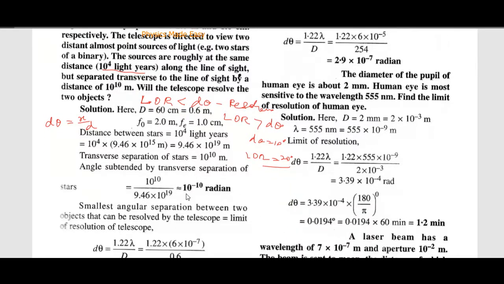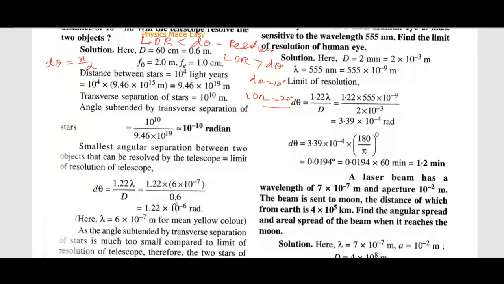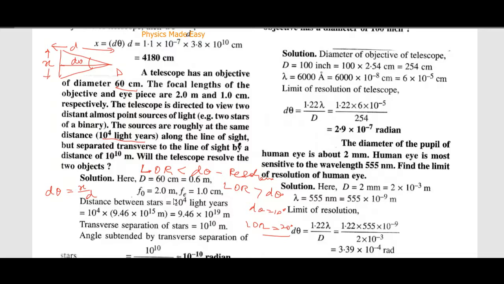Here it is 10 raised to power minus 10 radians, and d theta is 10 raised to power minus 6 radians. So this d theta is smaller than this angle subtended. So that's why telescope cannot resolve it. So this kind of concept is important. This is important for, you can say, JEE main and even advanced.